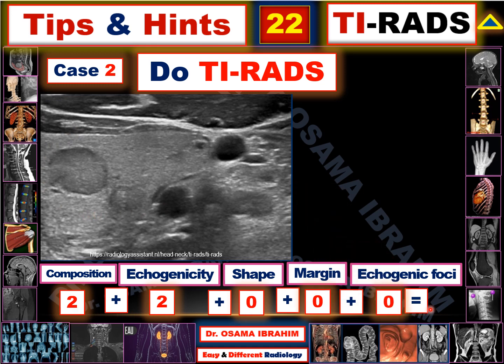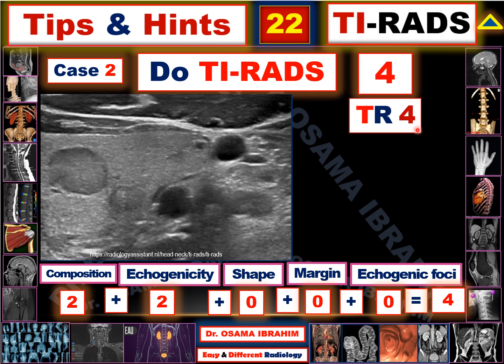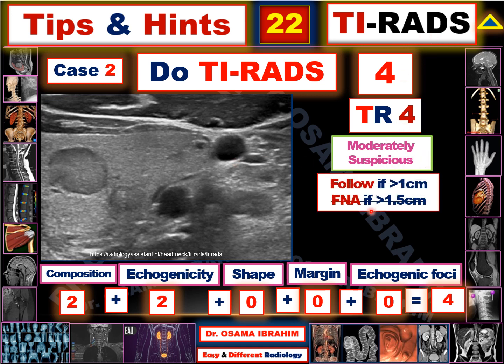If you sum the 5 categories, 2 plus 2 equals 4, so the final score is 4. This means the TI-RADS is also 4, because if the score is between 4 and 6 it is considered TI-RADS 4. TI-RADS 4 means moderately suspected to be malignant, and this nodule looks like it has smooth margins, no calcification, and a rounded shape. However, since the TI-RADS makes it moderately suspicious, fine needle aspiration or follow-up should be recommended according to the size of the nodule.